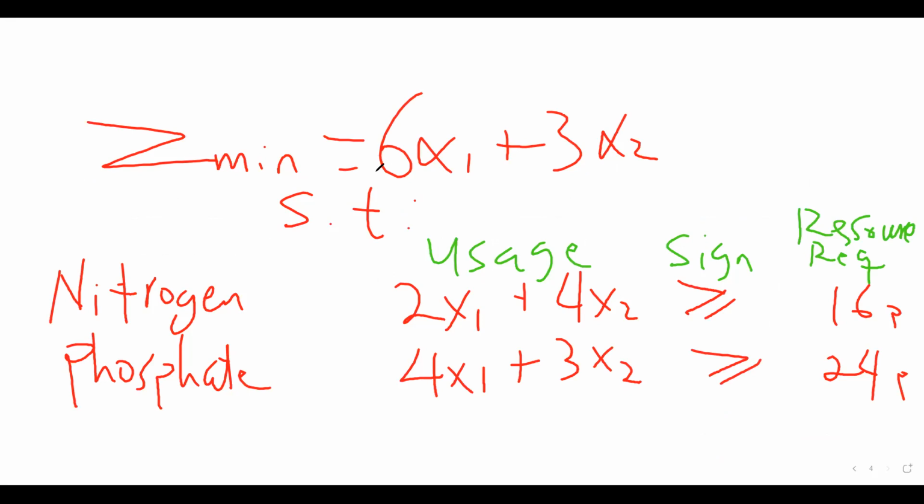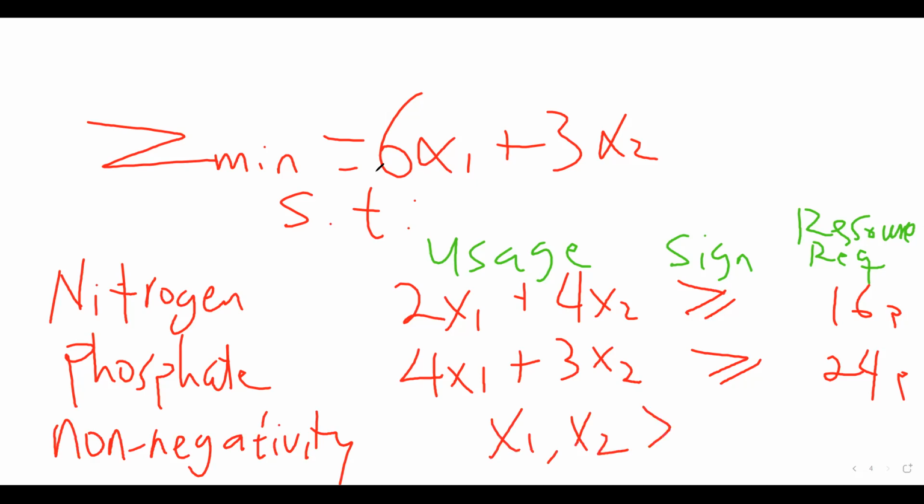Now, with this principle, if you don't take it, you will not understand the story. There's one more constraint that is left, don't forget it. It's known as the non-negativity constraint. Non-negativity. Now, that is x1, x2 greater than or equal to zero.